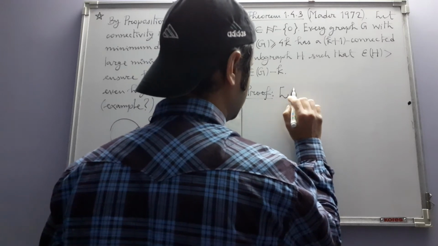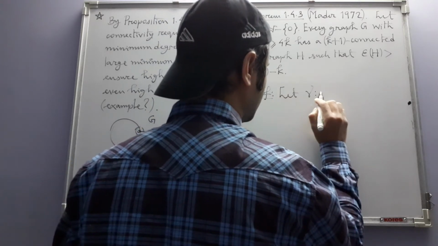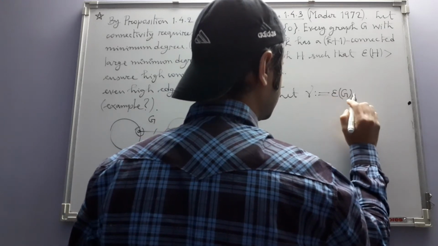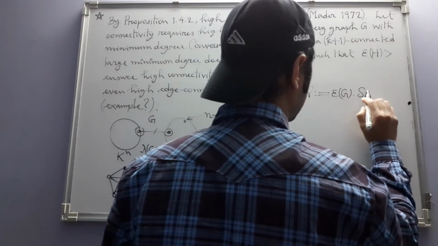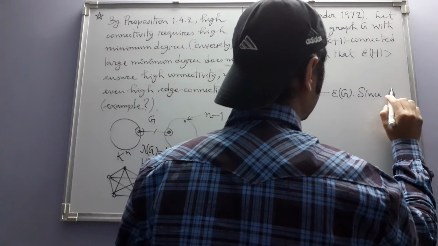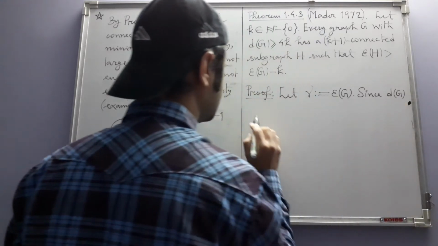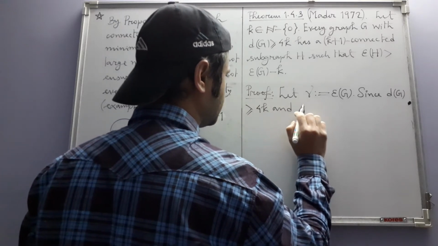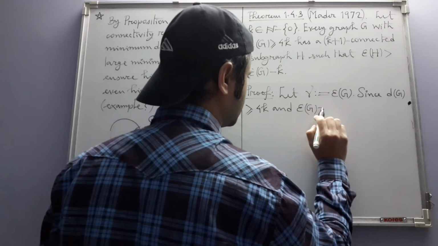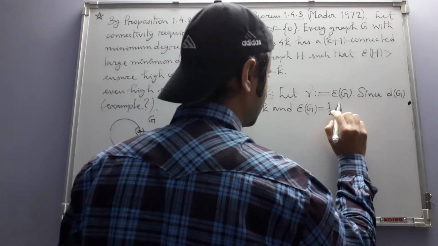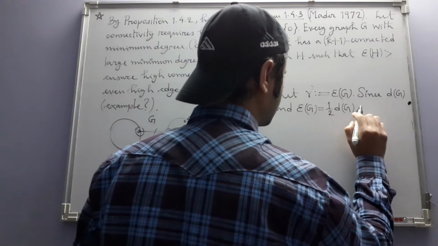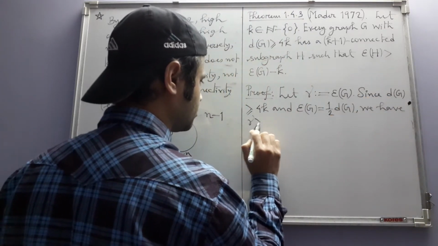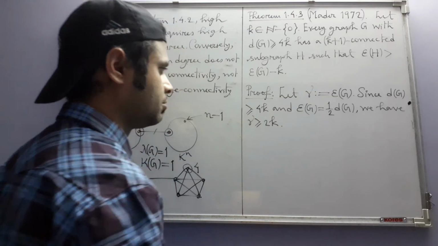We start by calling this epsilon of G something, gamma. Since d(G) is greater than or equal to 4k and epsilon of G is 1/2 of d(G), we have gamma greater than or equal to 2k.